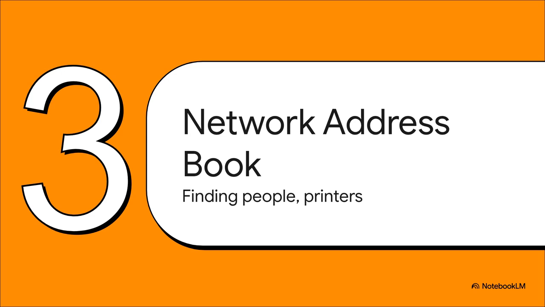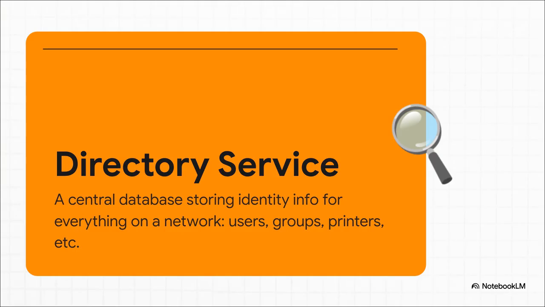Okay, so you're authenticated, you've got your access tickets, but how does your computer even know where to find the printer down the hall or the file server you need to connect to? For that, it needs the network's address book. And that address book is called a directory service. It's basically this huge central database that keeps track of identity info for everything on the network.